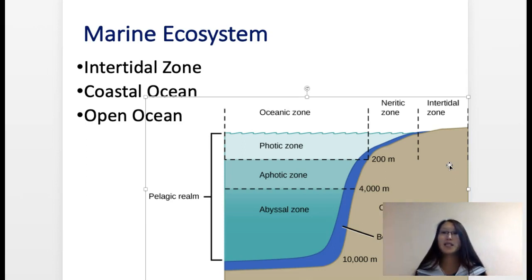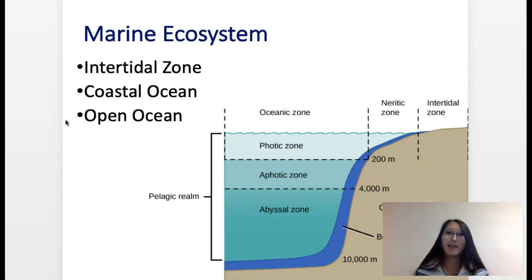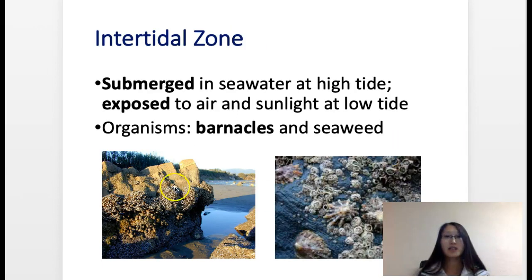The organisms living in this zone have to be able to survive in salt water in the ocean, and they have to be able to survive in the air. We can't necessarily do that for a very long time, right? But for example, barnacles can be just fine being exposed to air for a long time, and they'll be just fine in water. So that's the intertidal zone, as you can see in this picture.